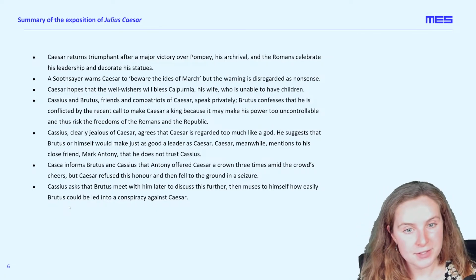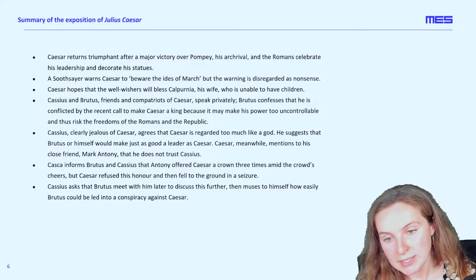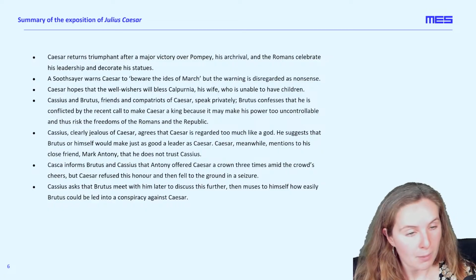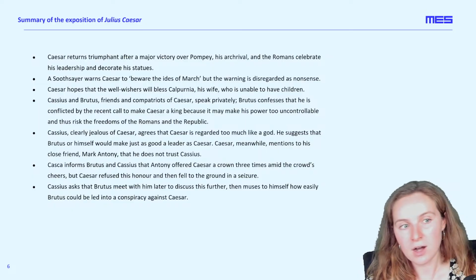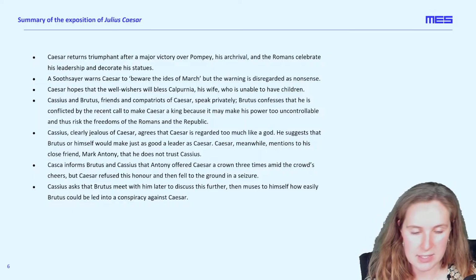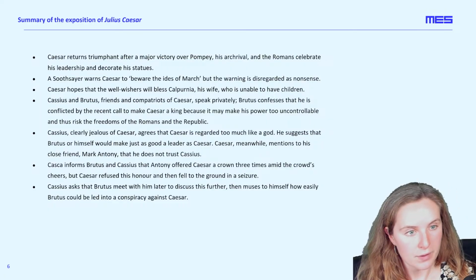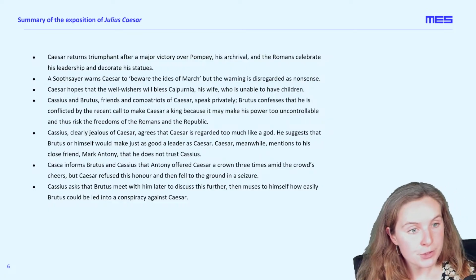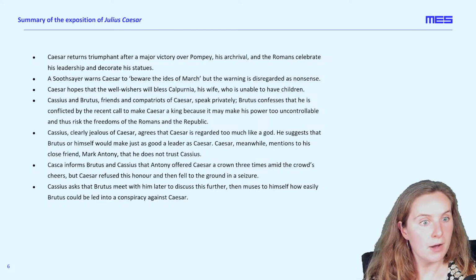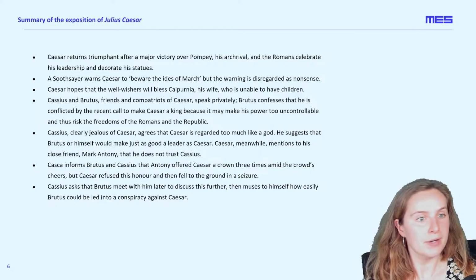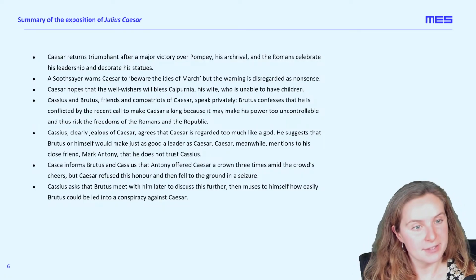So at the start, Caesar returns triumphant. So we start in media res, as we often do with Shakespeare. After a major victory over Pompey, who is his arch rival, the Romans are celebrating in the streets. Flowers, garlands around the statues of Caesar, people out celebrating in the streets, celebrating as the warriors come past, etc. And a soothsayer, a fortune teller, yells out in the crowd to Caesar, who's passing by, being applauded and celebrated and fanned over, and warns Caesar to beware the Ides of March.